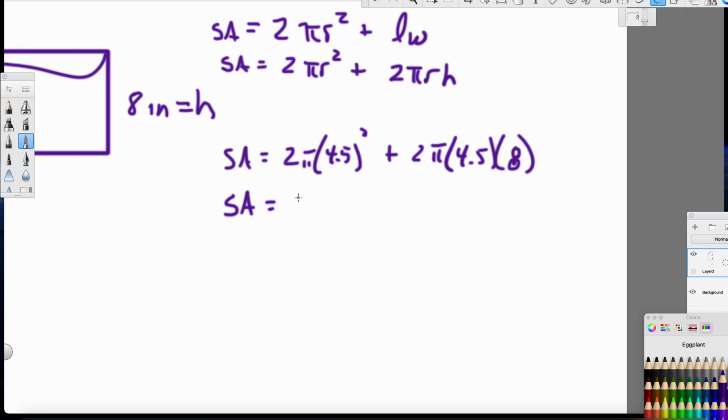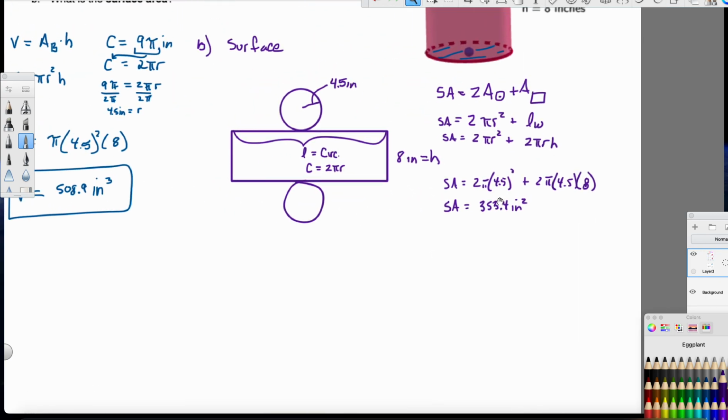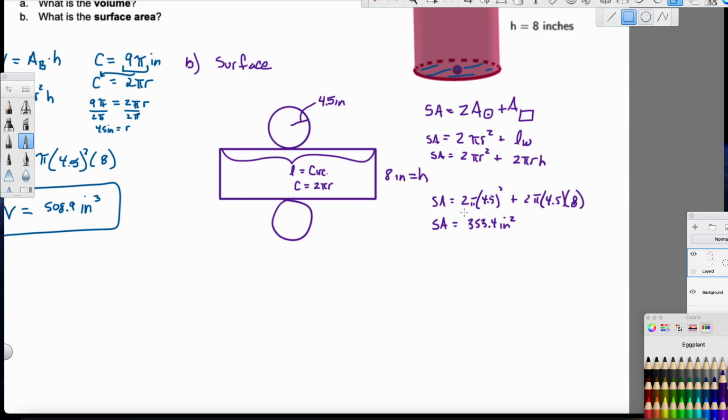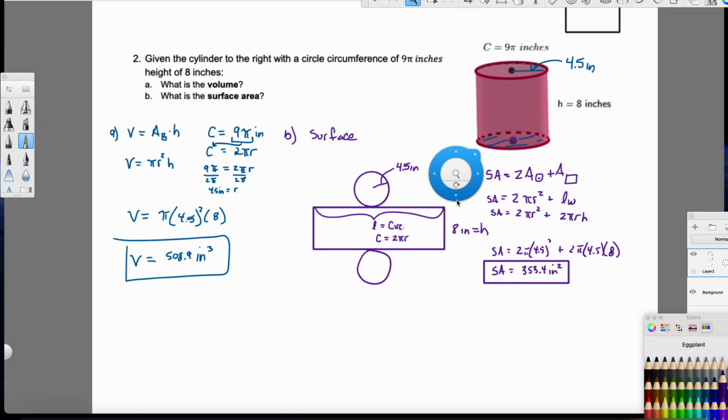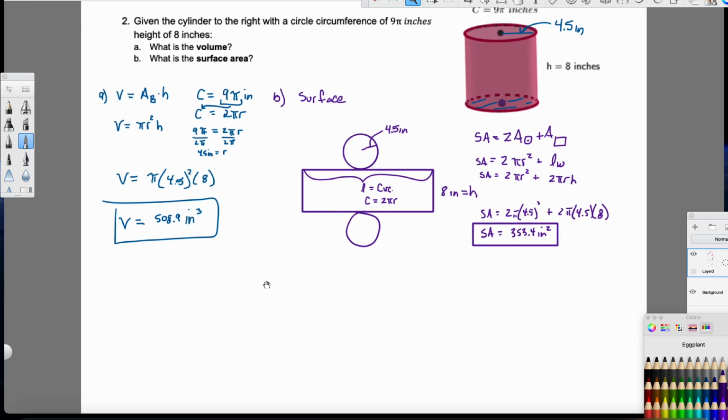$353.4 inches squared. Okay? That's my solution. Okay, so surface area is done. Got volume and surface area.